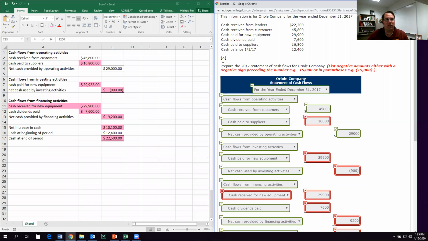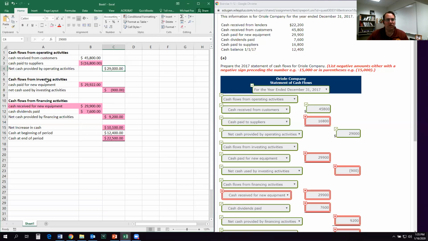So the first thing we have is the cash flows from operating activities. You have the cash received from the customers, which is 45,008, which you had right. And then the cash paid to suppliers, which you had the amount right, but because it was paid out, it's a negative cash flow. So we're just going to go ahead and mark it as a negative, and that will change for you, because you actually did take the 45.8 and subtract the 16.8 to get 29,000. So you did that all right. You just have to show that as a negative.